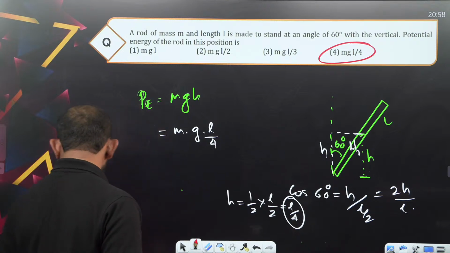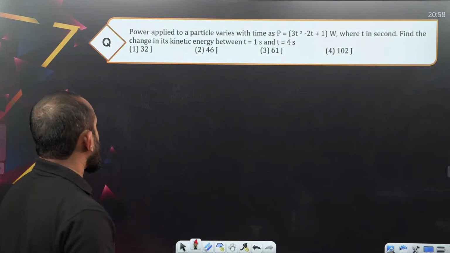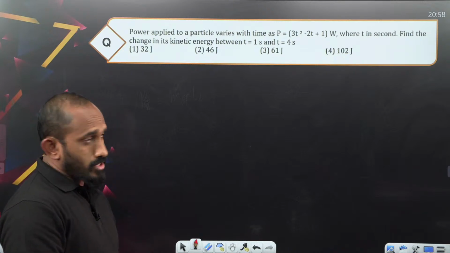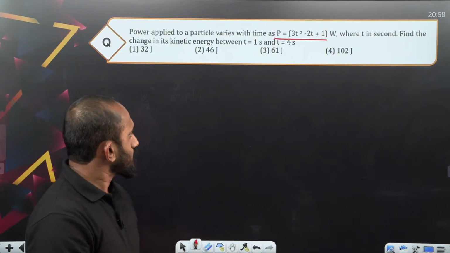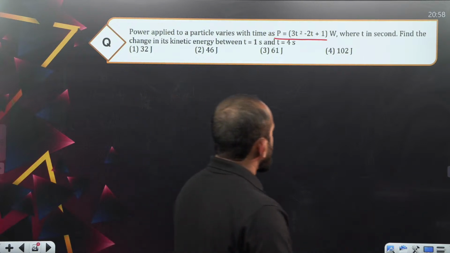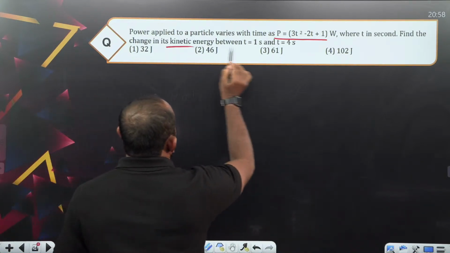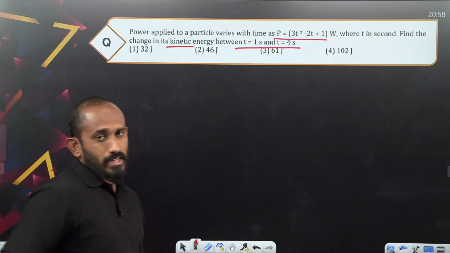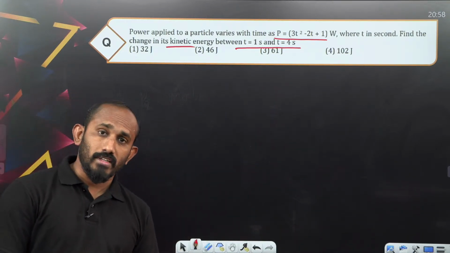Okay, let's go for the next question. Power applied to a particle varies with time as P is equal to 3t square plus 2t plus 1 watts, where t is in seconds. Find the change in its kinetic energy between t equal to 1 second and t equal to 4 seconds. So power is given and the duration of time is also given. You have to find the energy.